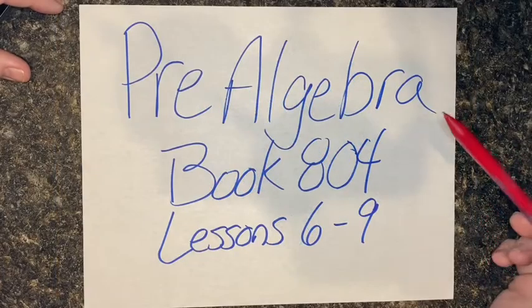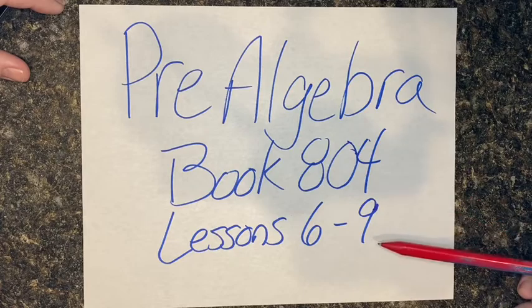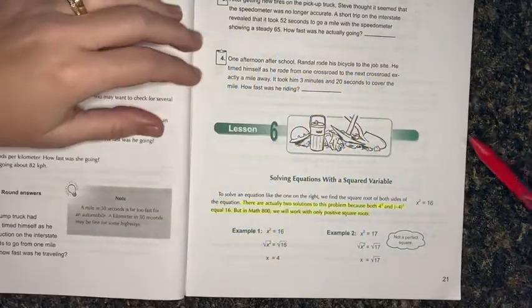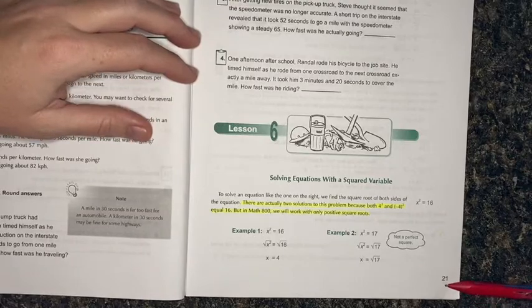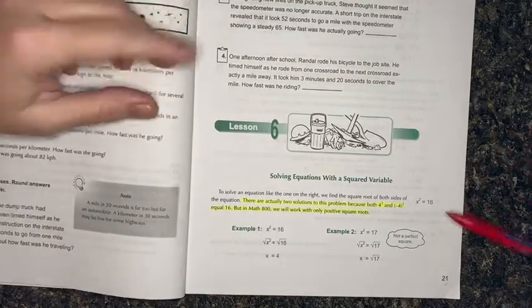So today we're going to be working through Pre-Algebra, Book 804, Lessons 6 through 9. Lesson 6 begins on the bottom of page 21, and it's all about solving equations with a squared variable.